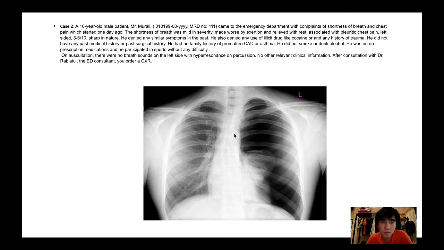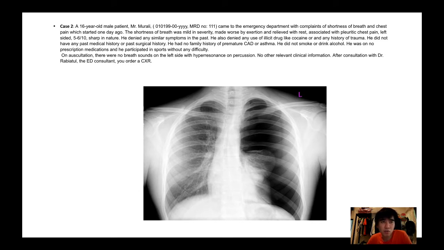Alright. Case 2, a 16-year-old male patient, Mr. Murali, born on 1st of January, 16-year-old only, 1999. Came to the emergency department with complaints of shortness of breath and chest pain, which started 1 day ago.